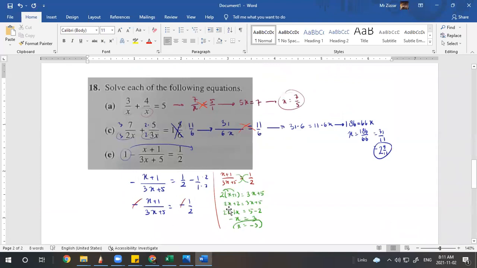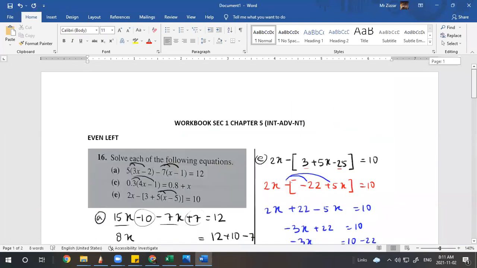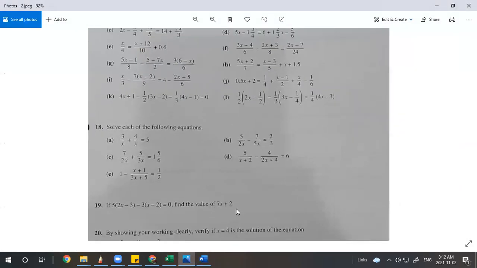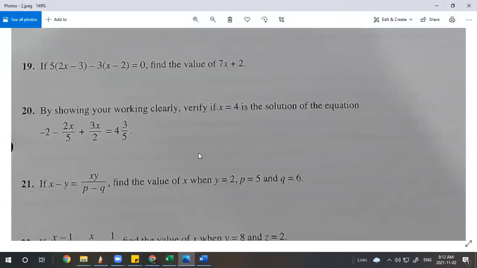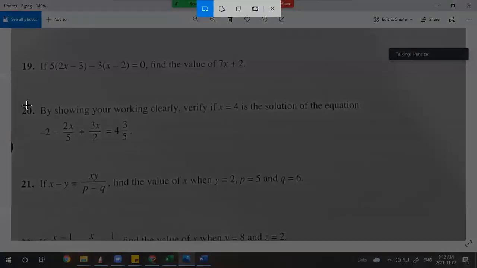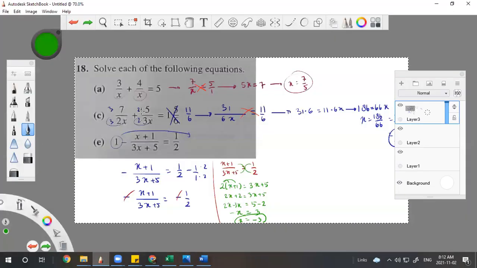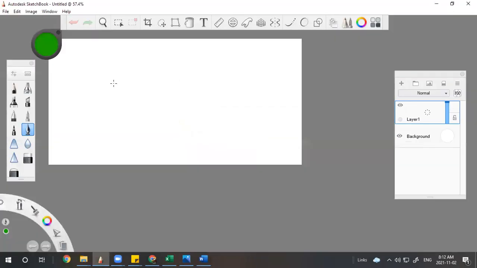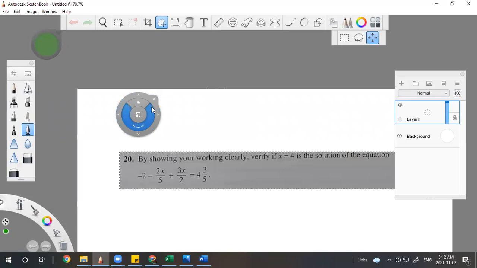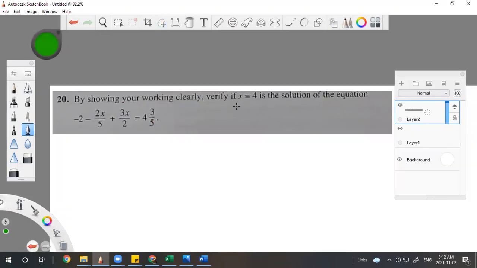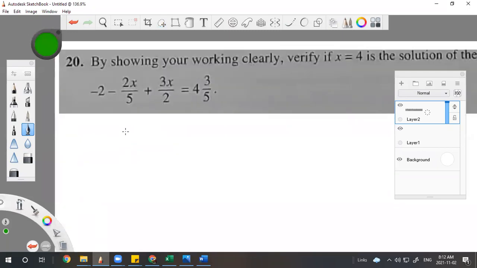20 ya, even left ya. There you go. By showing verify x equals 4. Jadi belum kita proses x-nya masukin 4, nggak boleh. Tapi cuma ngecek bener nggak 4 gitu. Okay, the question is, kita ulang lagi bacanya. By showing your working clearly, verify that if x equals negative 4 is the solution of the equation. So you cannot put 4 first.